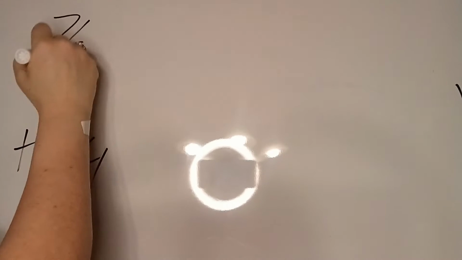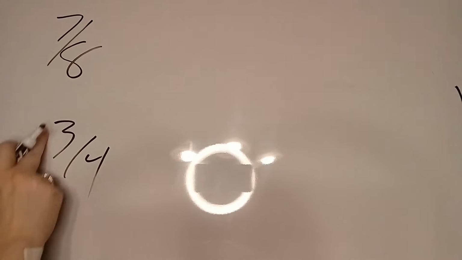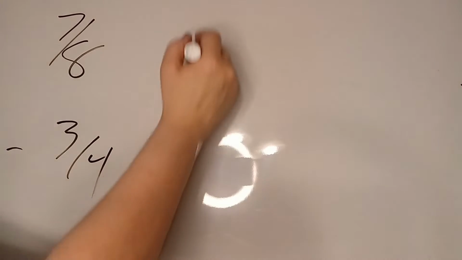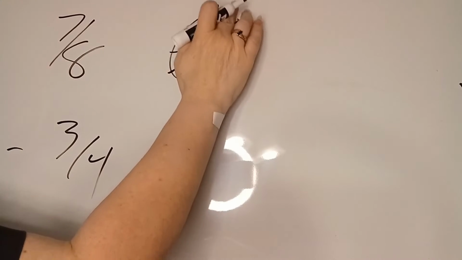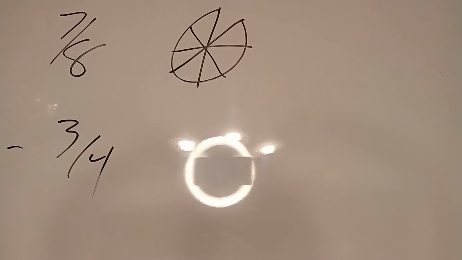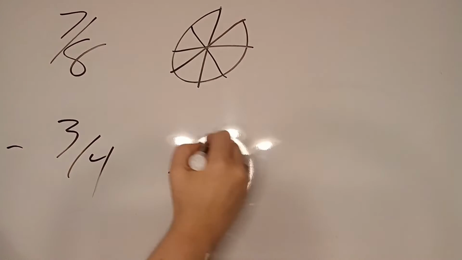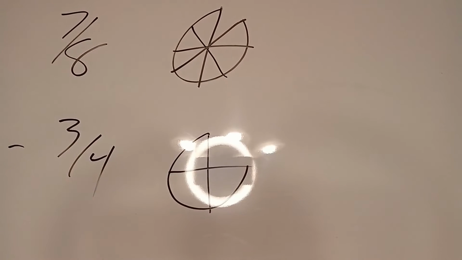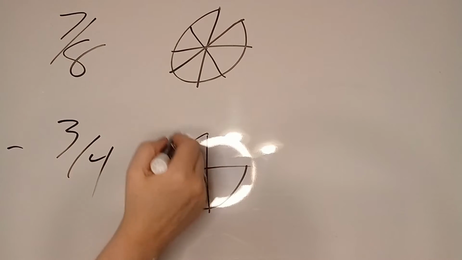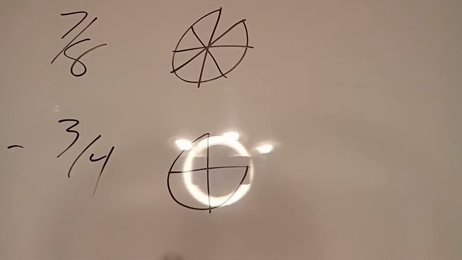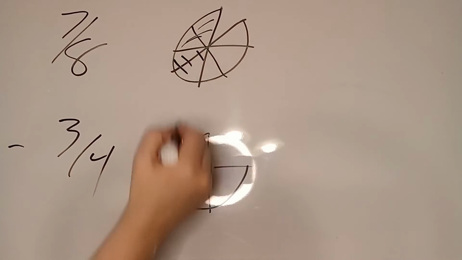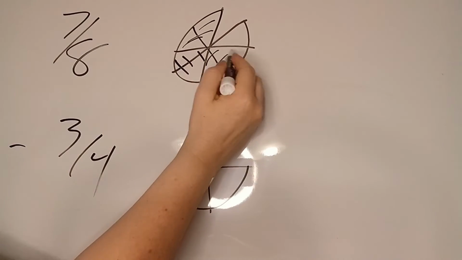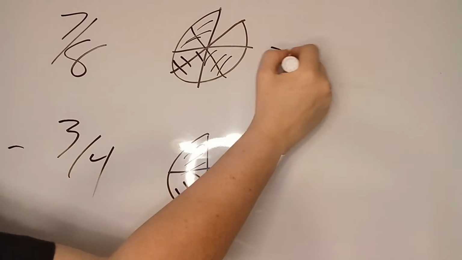Let's take 7/8 minus 3/4. All right. So we got 7/8. 1, 2. So we have 7/8, and we're going to subtract off 3/4. So for every one of these we have to cross off 2 of these. 1, 2, 3. We have 1/8 left.